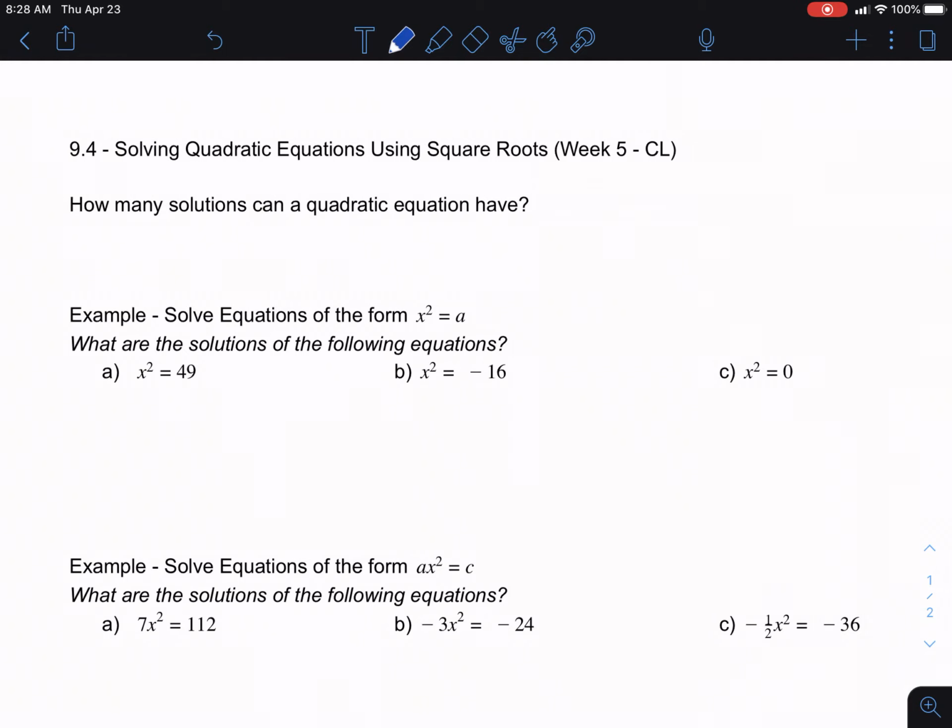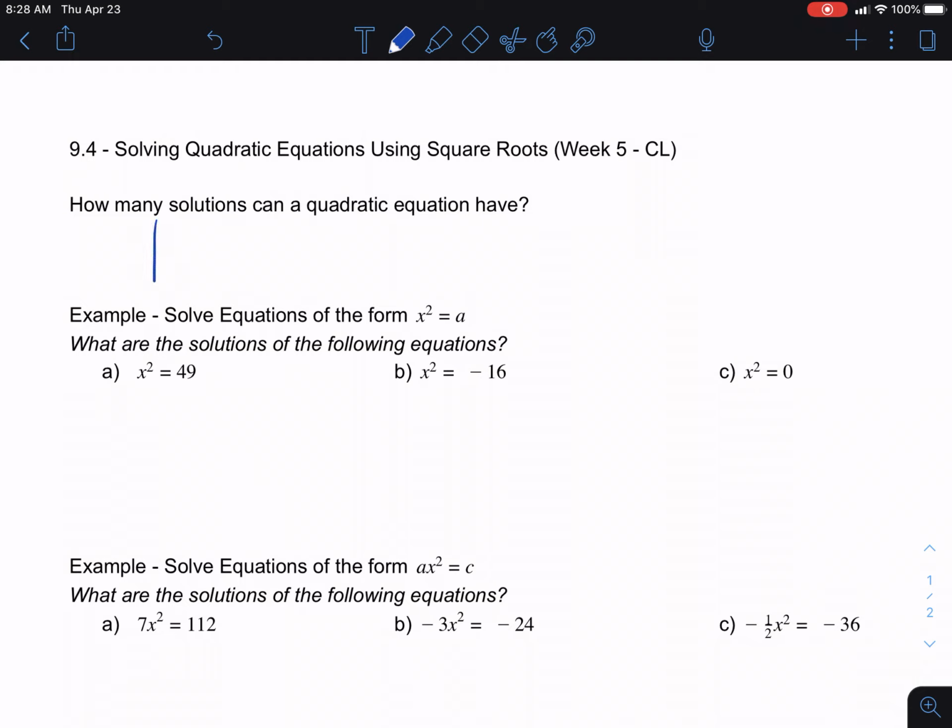Alright, so today we're going to talk about 9.4, solving quadratic equations using square roots. So this is week 5 for continuous learning. First thing let's review is how many solutions can a quadratic equation have? We looked at this in 9.1 when we looked at the graphs.